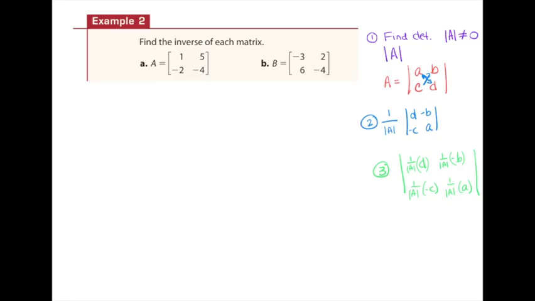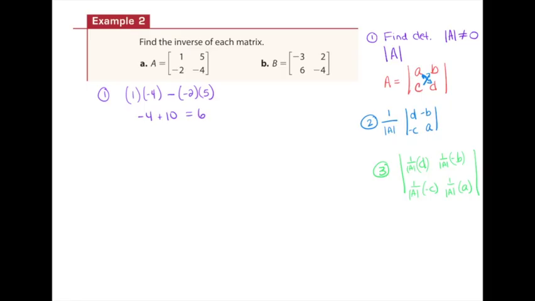We are going to do the inverse of A. So my first step is to find the determinant. All right, so I'm going to do it just like I would. I'm going to say 1 times -4 minus -2 times 5. Remember, first diagonal, subtract the second diagonal. So I have -4, and this is minus a -10, so this is plus 10. So my determinant here is 6. All right, my determinant is 6.